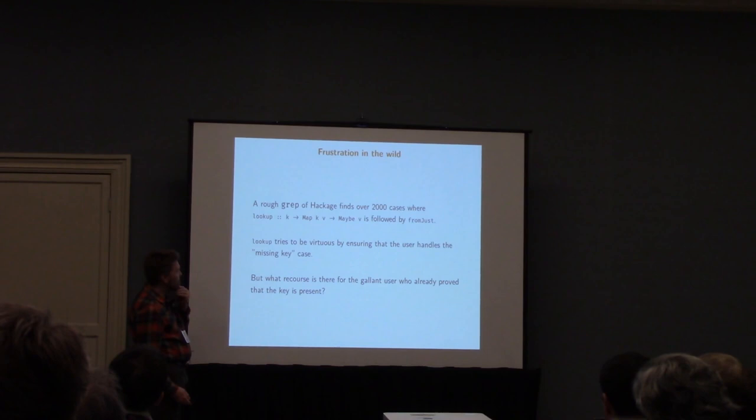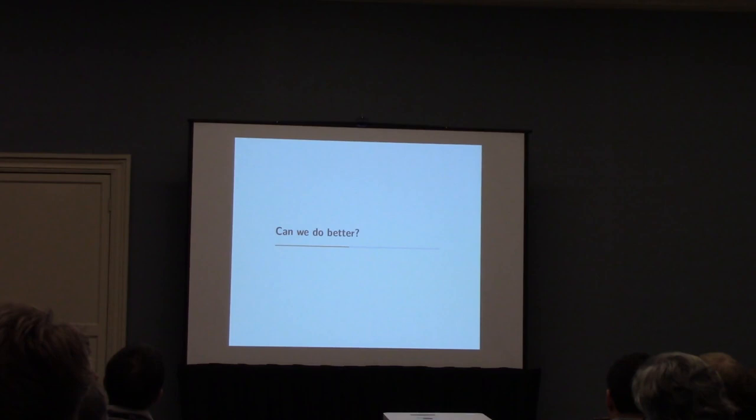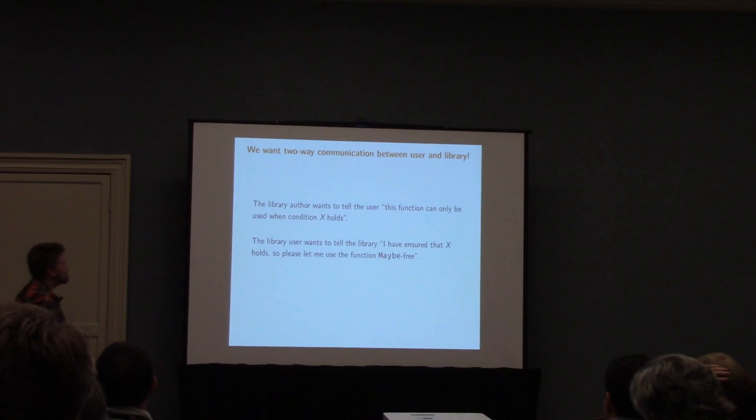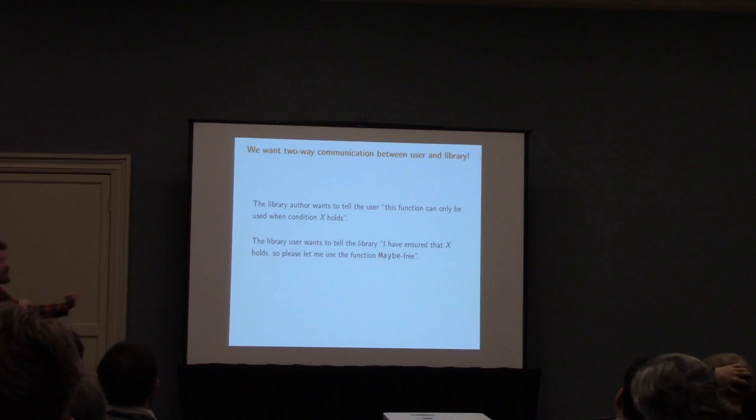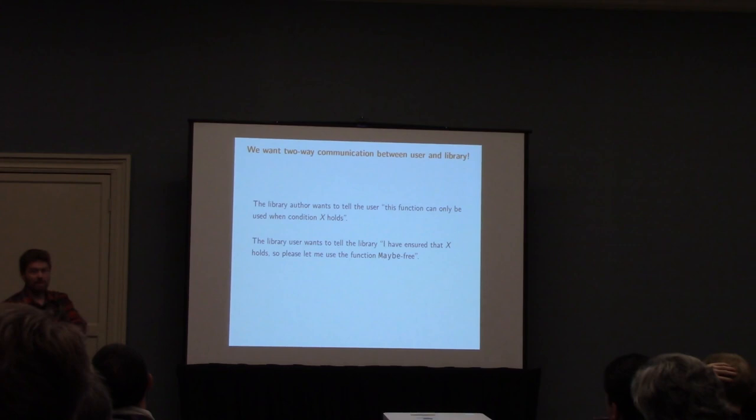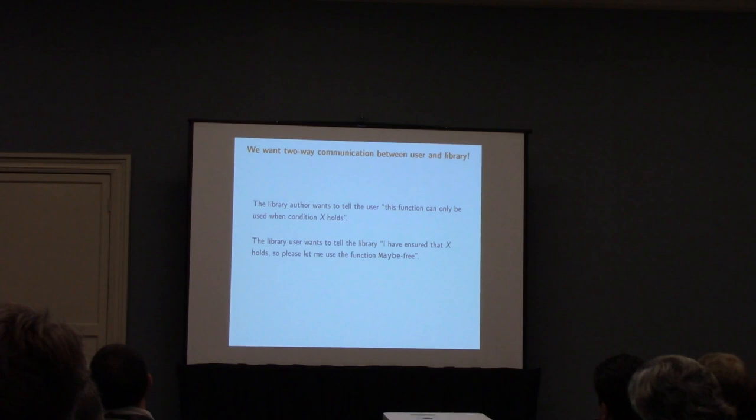So can we do better? I guess normally when you ask a question on the title page, the answer is no, but in this case, I think we can. You might think otherwise. So what we really are after here is a two-way communication between the user and the library. The library author is trying to say, hey, this function can only be used if condition X holds. And the library user wants to be able to say, okay, I've ensured that X held. You know, here's a certificate of X-ness. Now let me use the function.